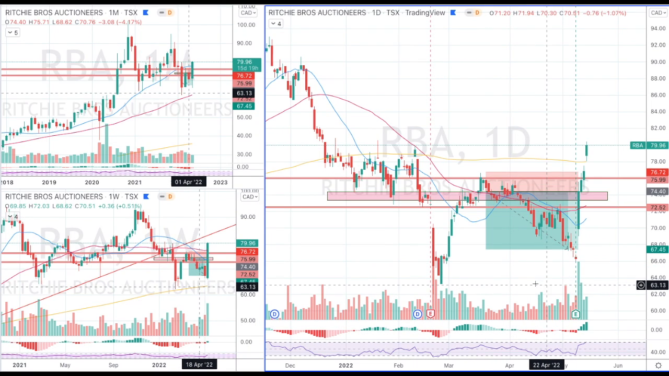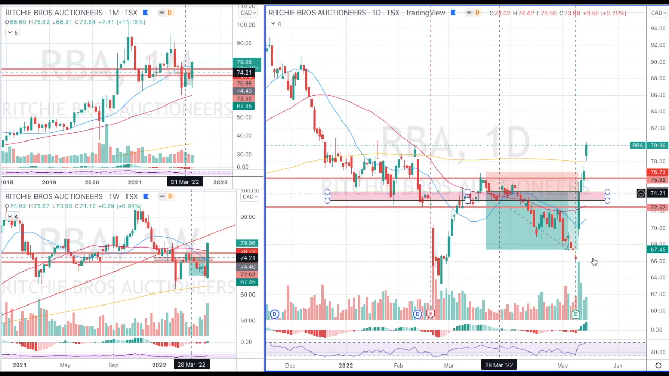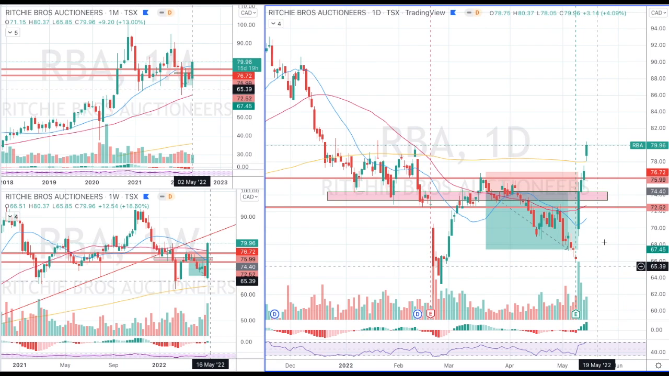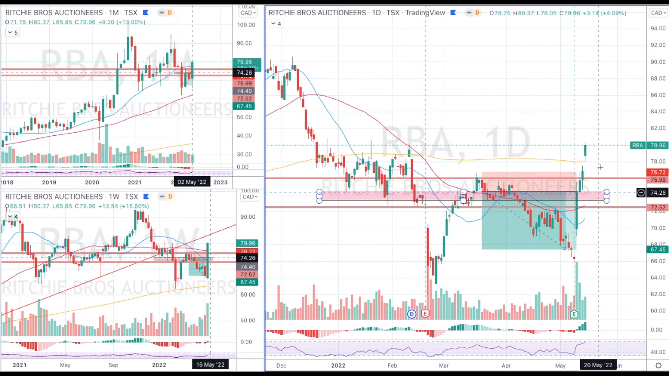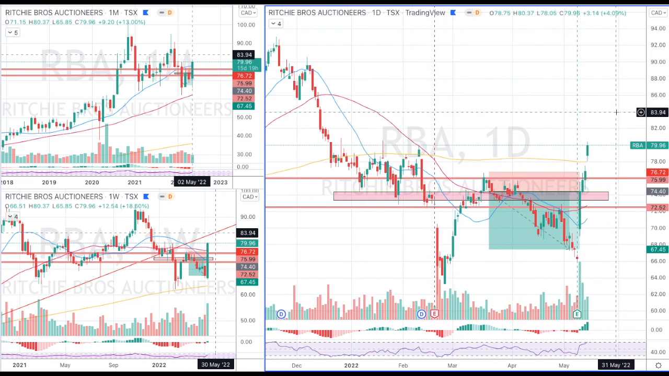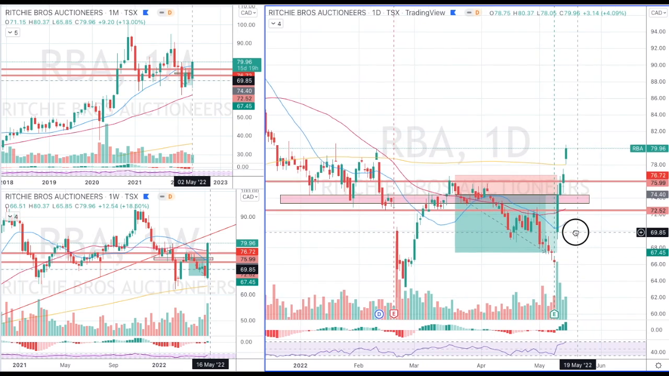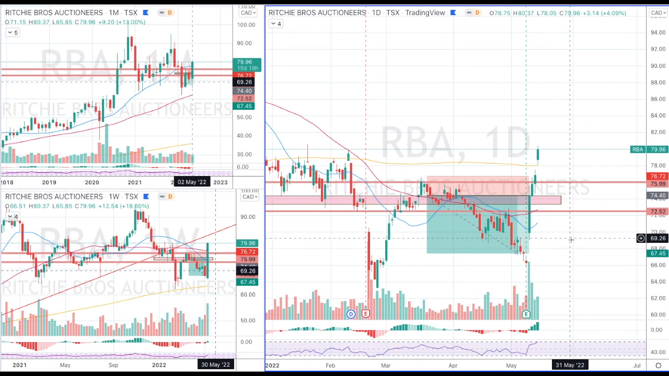RBA, this was one we had success short here. However, now after earnings, again, another reason why we don't hold through earnings, there was a huge bounce. To me, this looks super bullish now. This one, I'm not looking for any sort of entry for the time being.